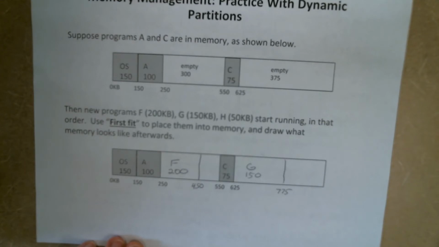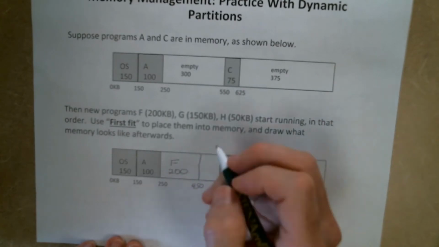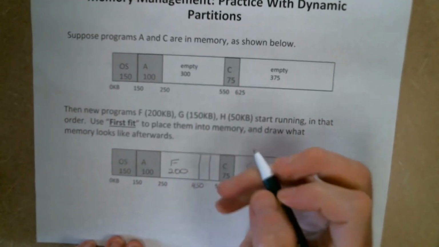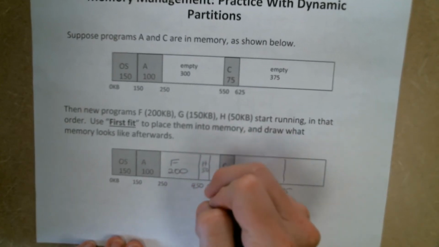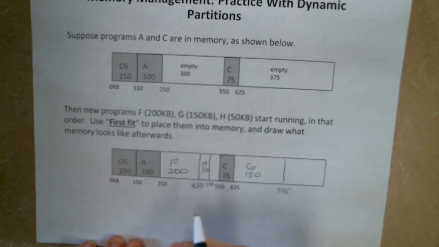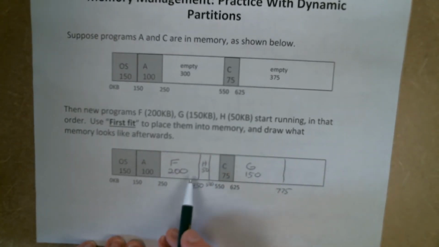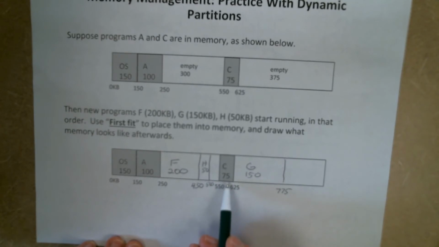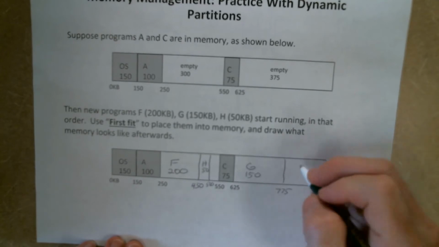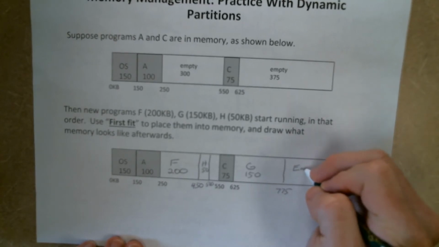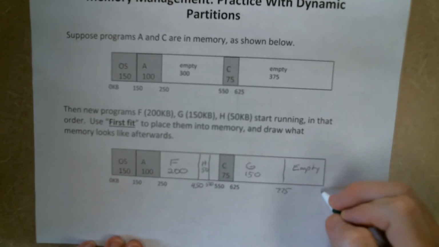And then the last one we have left is size 50. Okay. We've got 100 left over here, so that will fit right in here. So we can say, all right, this is our H, which is using up 50, which means this is at 500. So we've got F and H right next to each other. We've got a gap, 500 to 550. We've got C right here. We've got G. And then this 775 to the end here is empty all the way to 1,000.